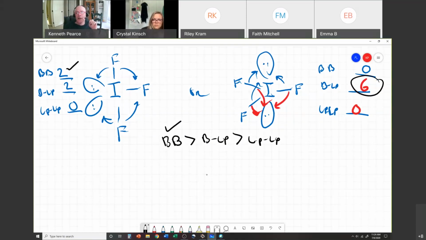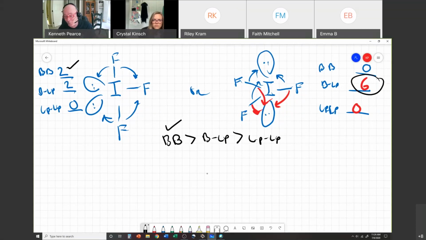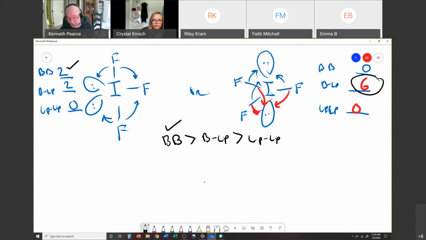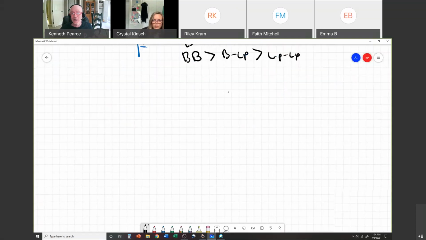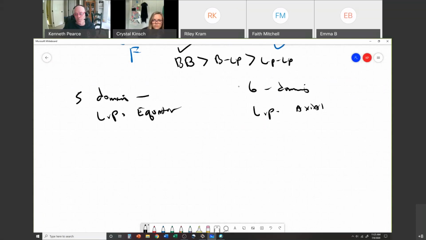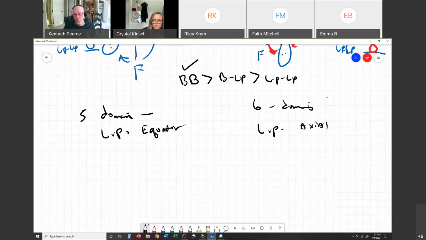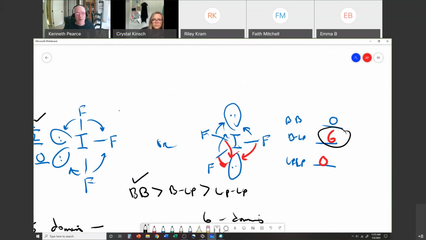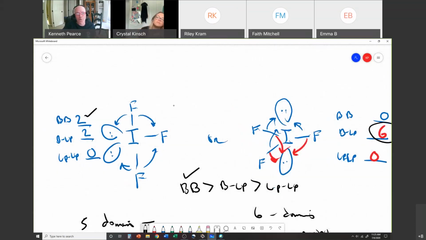Now, here's how I learned it at the great University of Georgia. If you have 5 domains, lone pairs go equatorial. Lone pairs go on the equator. If you have 6 domains, lone pairs go axial. That's how I learned it. How many domains do we have on both of these? This is 5 domains.